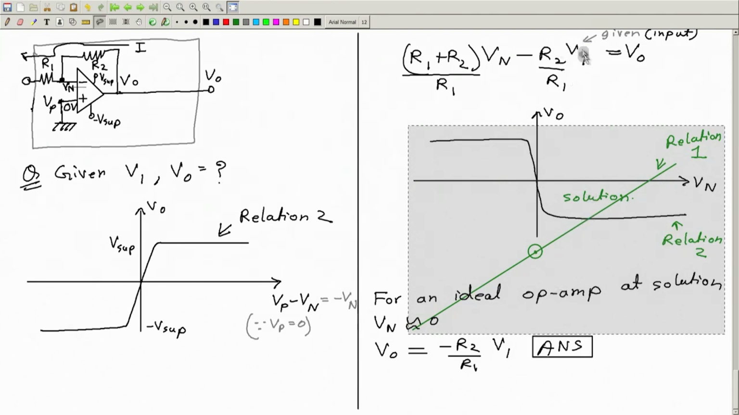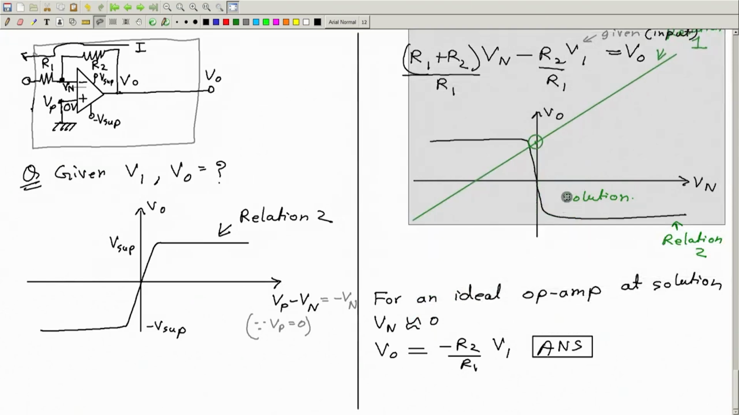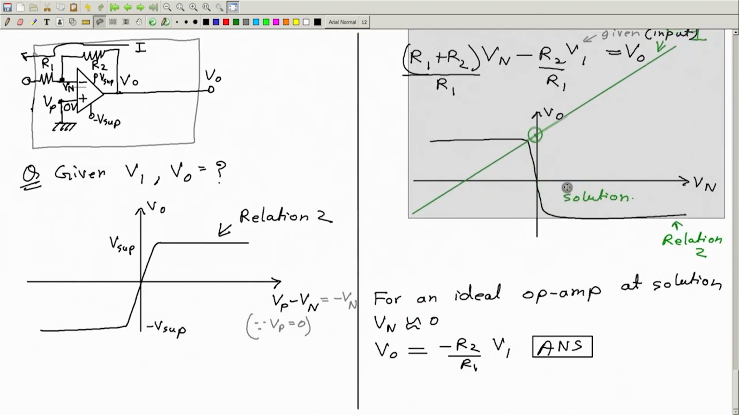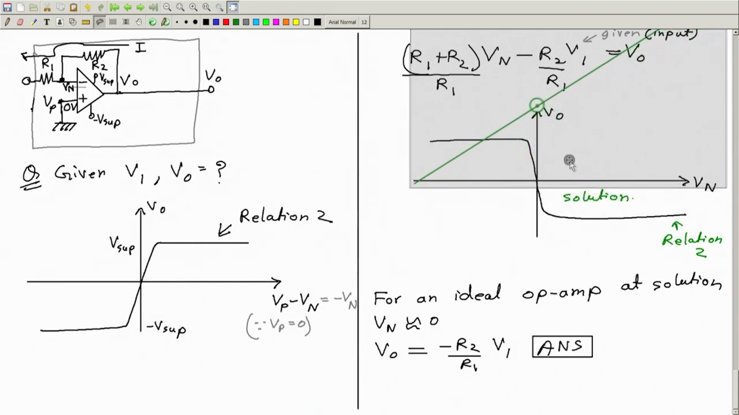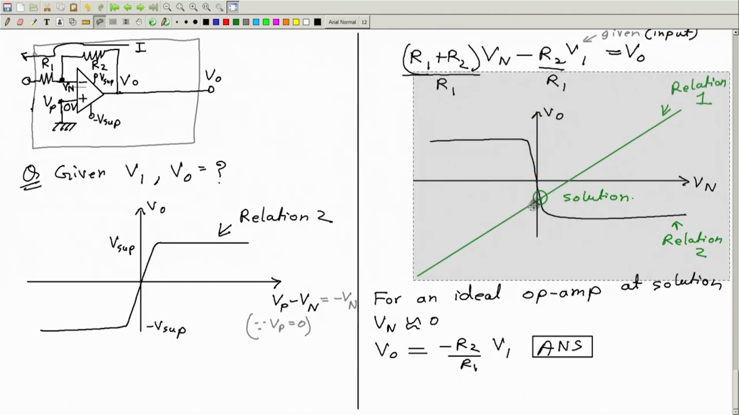Similarly, if you make V1 too much negative, then this term will be too much positive, so then this will go up. Up to this Vn will be 0, but beyond that the solution will no longer be on this axis, it will be here. So this is how it moves. This is for some value of positive V1. So this is how input and output change.